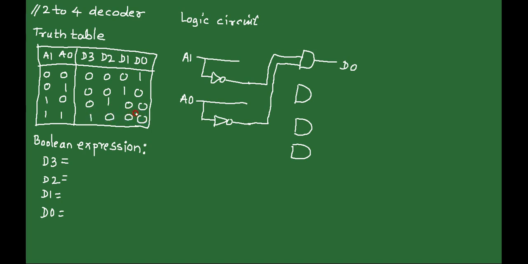So this is our decoding logic. Two inputs, four outputs. So D3 expression can be written as A1 and A0. D2 is A1 and A0 bar. D1 expression can be written as A1 bar A0. D0 expression is A1 bar A0 bar.